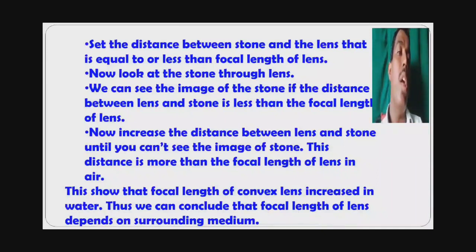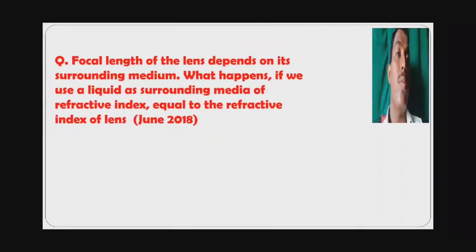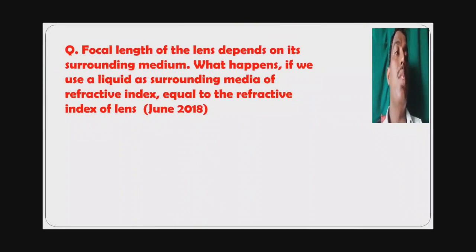Thus, we can conclude that the focal length of the lens depends on its surrounding medium. What happens if we use a liquid as the surrounding medium with a refractive index equal to the refractive index of the lens? The refractive index of the lens and the surrounding medium are equal. Then what happens? This question was given in the public examination, June 2018.